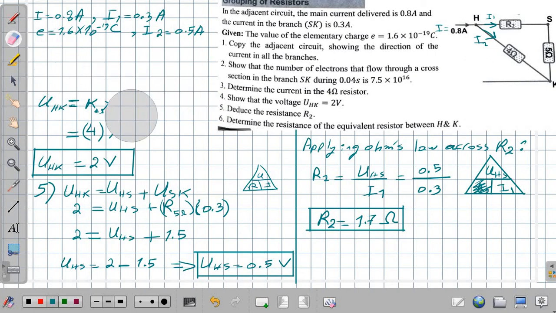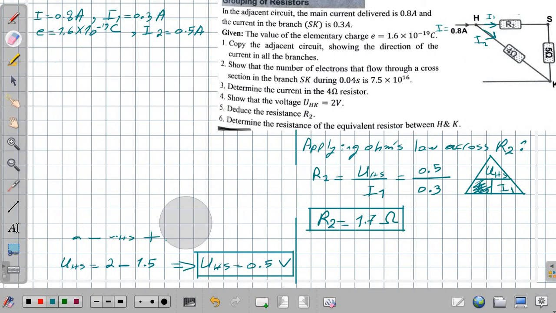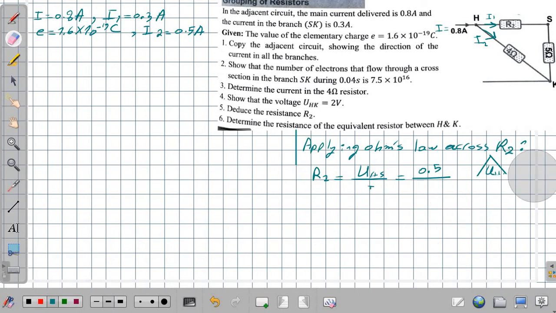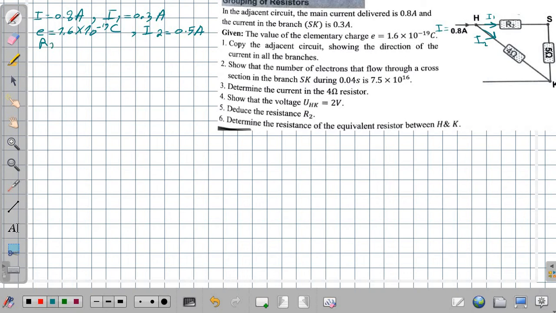Okay. So R2 is equal 1.7 ohm. And also we found that UHK 2 volts.